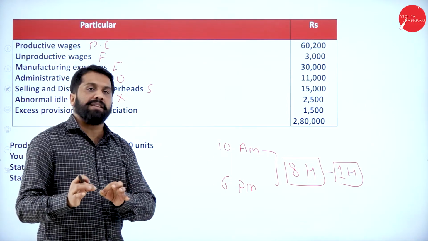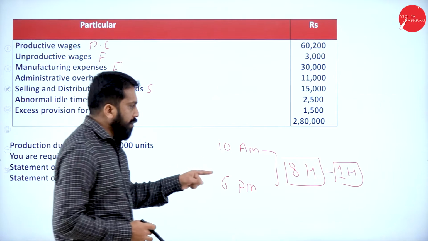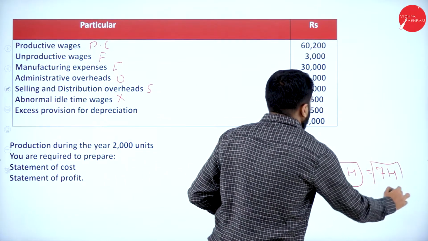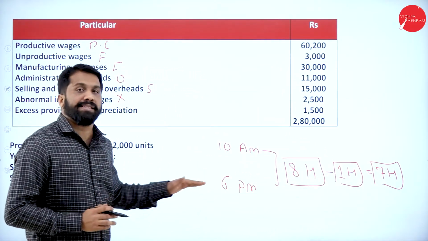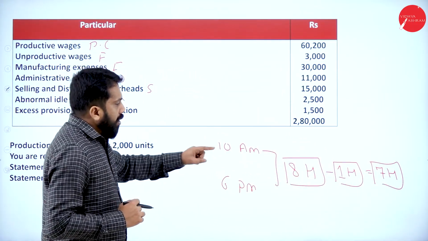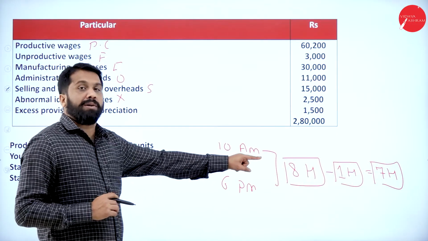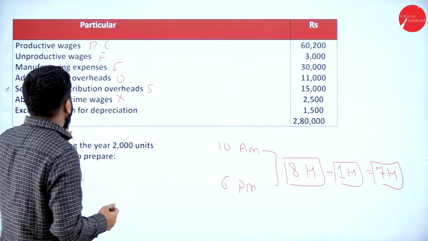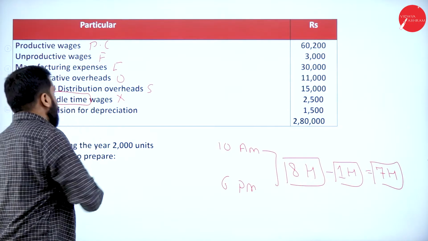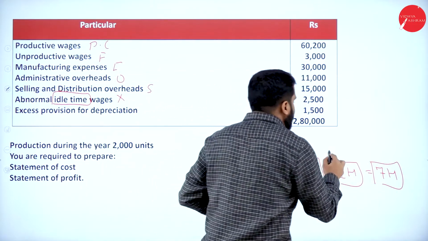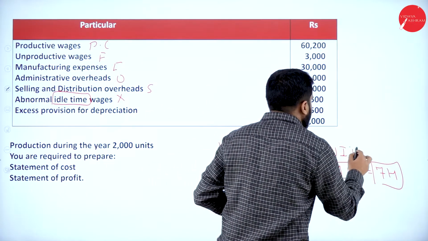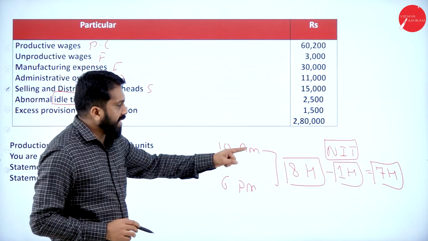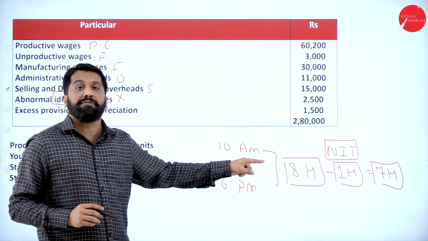So, effectively, how many hours are you working? Out of this, effectively, you are working for 7 hours. Up to this, any doubt in this example? No. Out of 8 hours, 1 hour we call normal idle time. That 1 hour, if you don't take it, you cannot work effectively.